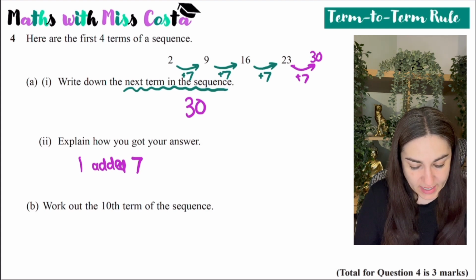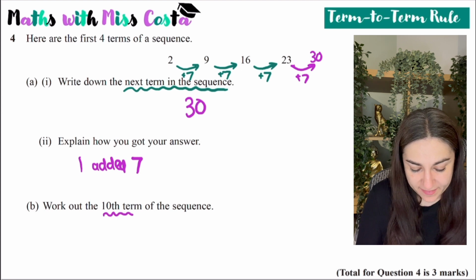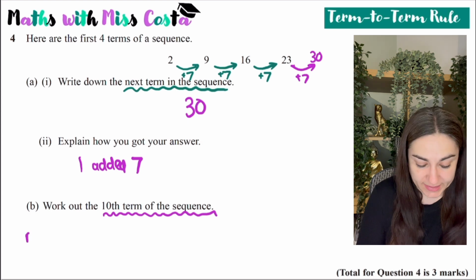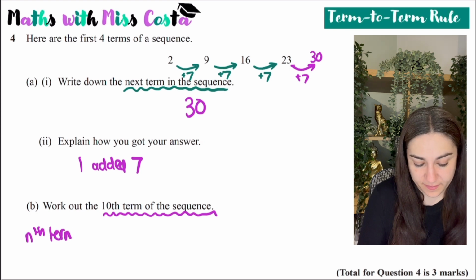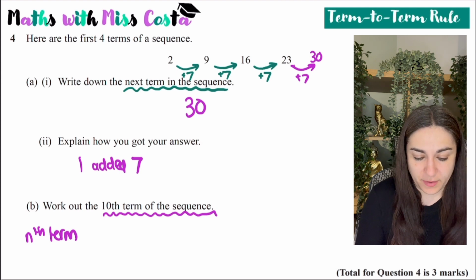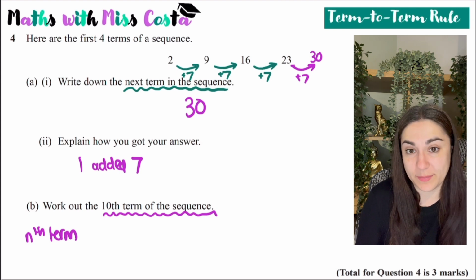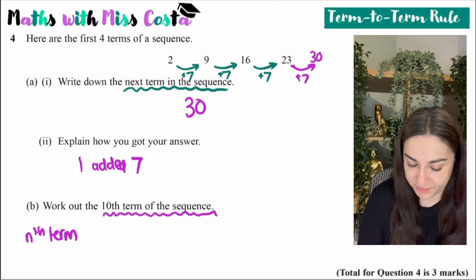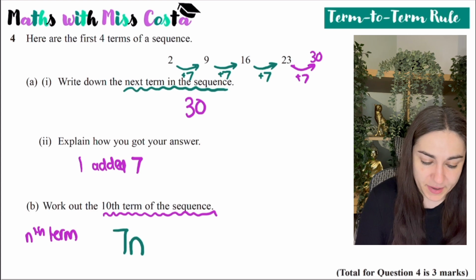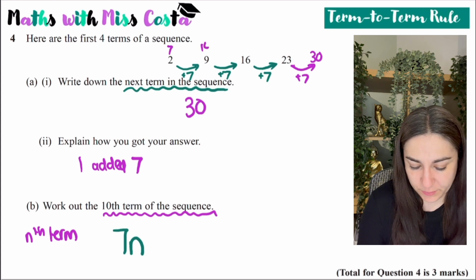And then I need to work out the 10th term of the sequence. So this is where I need to actually use what is called the nth term, which is the rule of the sequence. And you work out the rule by, first of all, deciding what times tables your number goes up in. So it's going up in 7 times tables. So we're going to write 7n. But if it was the 7 times tables, this is what it would look like.